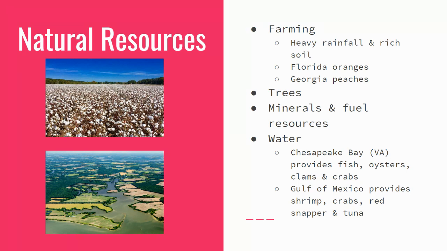If you like oranges, they most likely came from Florida. This state is known for growing oranges. Georgia, on the other hand, is known for their juicy peaches. Along with farming in the Southeast, other natural resources include trees, minerals, and fuel resources. The water also serves as a natural resource for this region. The Chesapeake Bay and Gulf of Mexico provide tons of different seafood for not only the Southeast region, but the surrounding regions as well.